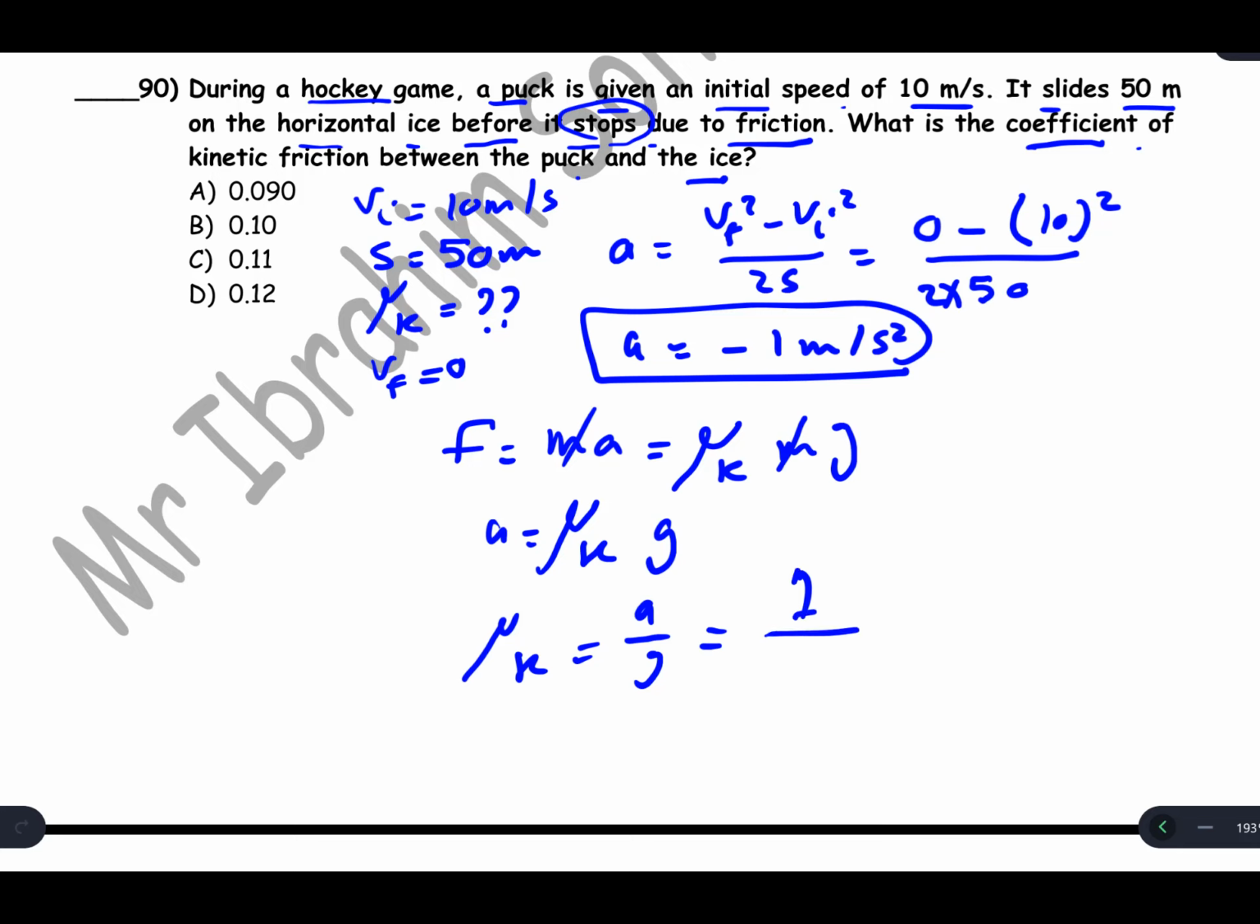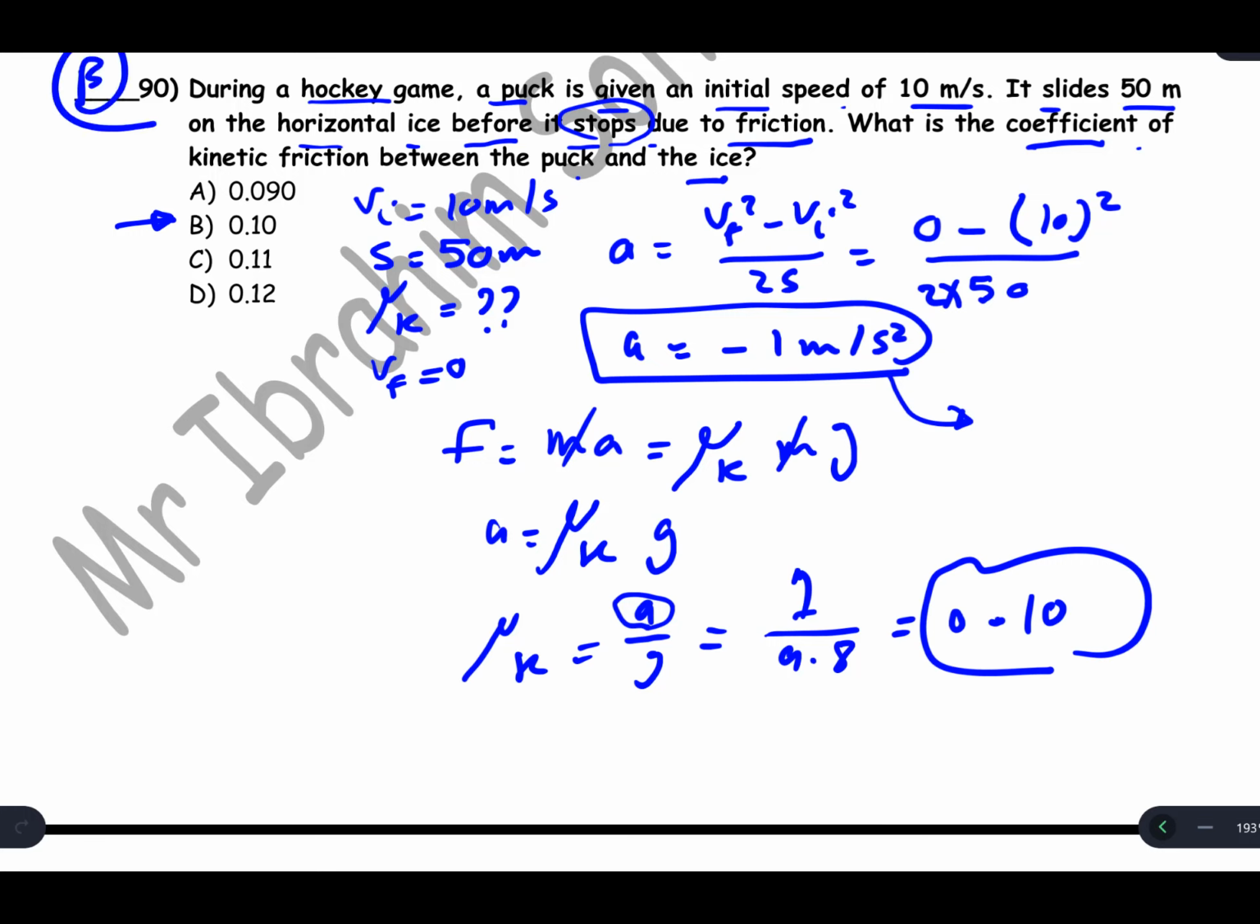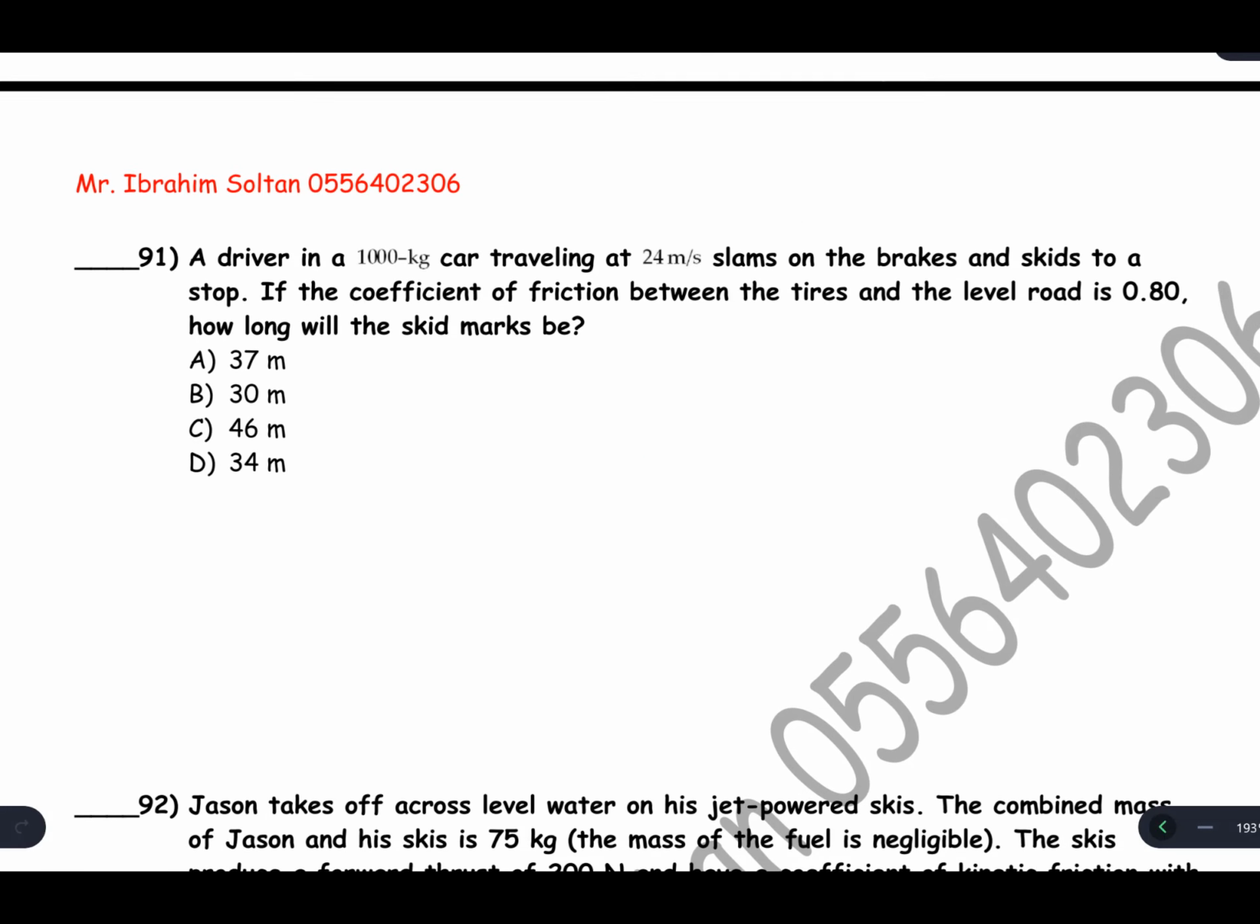you will take the positive sign, guys. We know this is deceleration, right? But when you apply a here, you will use the positive number over 9.8. 1 over 9.8, less than 1, 0.1 or 10. Check it, guys. So the answer is 0.10, letter B. Use the calculator and check it. Let's go to the next.